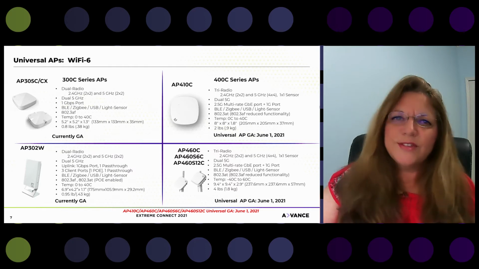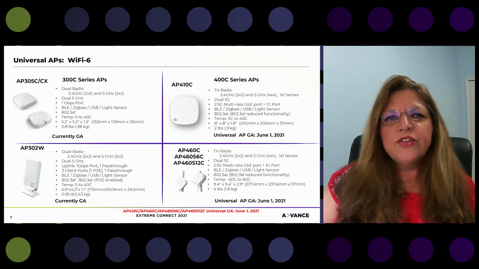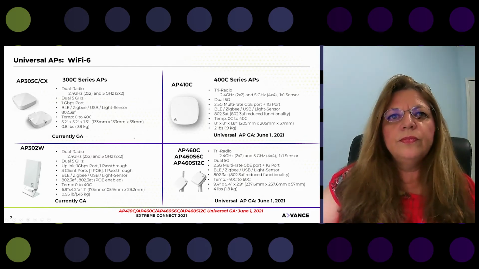The S6C is a 60-degree sector, and the S12C is a 120-degree sector. So those are internal antennas, but those are very popular models. They all share the same kind of IP ratings for outdoor. Again, those are multi-gig ports. Now, the 400 series will launch on June 1st in the channel.